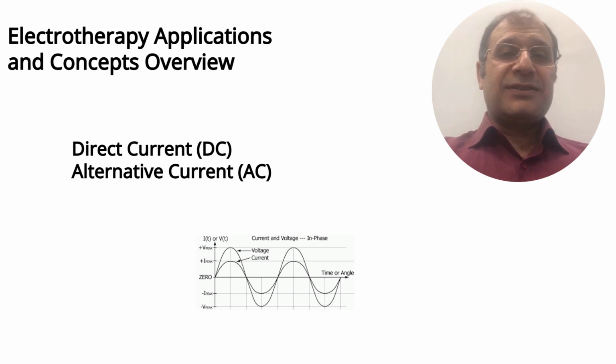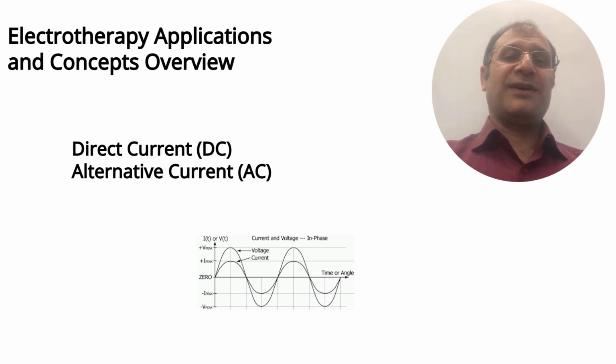Improved angiogenesis. Electrical stimulation promotes the formation of new blood vessels, angiogenesis, which is essential for delivering oxygen and nutrients to the healing tissue. Anti-inflammatory effects. Electrical stimulation has anti-inflammatory effects, reducing the release of pro-inflammatory cytokines and promoting a more favorable environment for tissue repair. Electrical currents can be direct, which is called direct current, or alternating, which is called alternating current, and have different effects on body tissues.